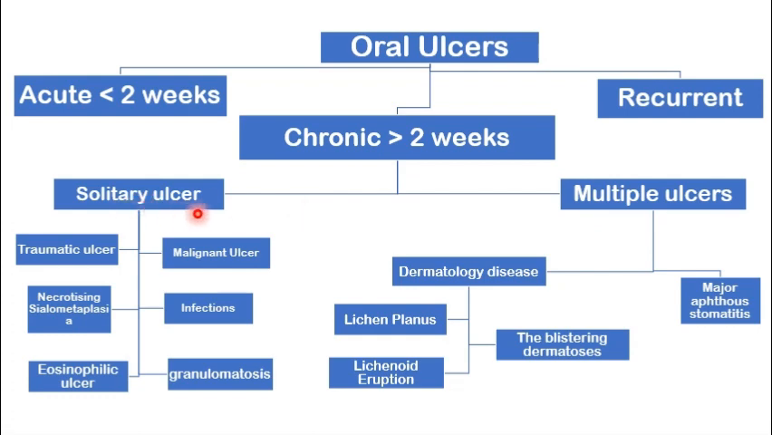For the solitary ulcers group, they include the common traumatic ulcer and the sinister malignant ulcers, but they also include things like necrotizing sialometaplasia and eosinophilic ulcers, and a group of solitary ulcers induced by infection like syphilis, TB, cytomegalovirus, and deep fungal infections, and some granulomatosis. On the other hand, the multiple chronic oral ulcers include the very common major aphthous stomatitis and dermatology disorders, including lichen planus, lichenoid eruption, and a group of skin disorders, the blistering dermatoses.